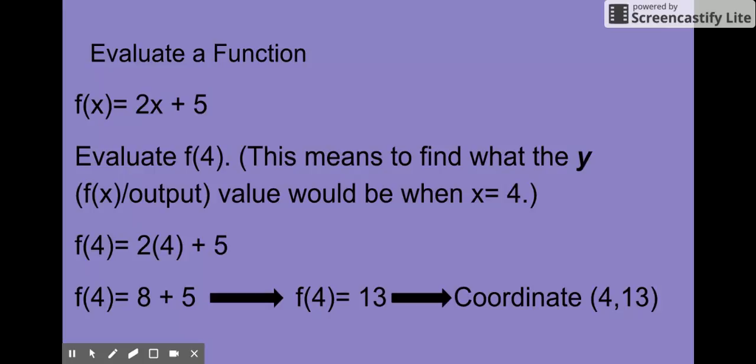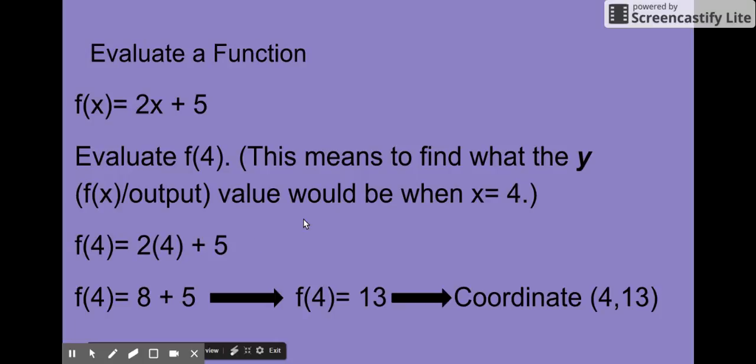Now, how do you evaluate a function? It's really rather simple. Let's say we have the function rule f of x equals 2x plus 5, and you're asked to evaluate f of 4. You'll notice that 4 has replaced the x variable. That means that we are inputting 4. We want to know what is the y value when we put in 4 for x. So input a 4, and we want to output a y. We want to get something out of it. So how do you work that out? I've worked out the steps here for you.